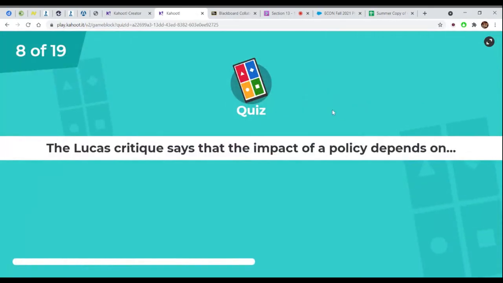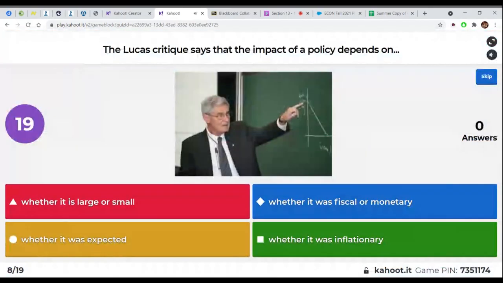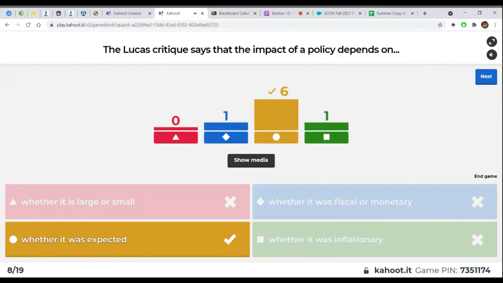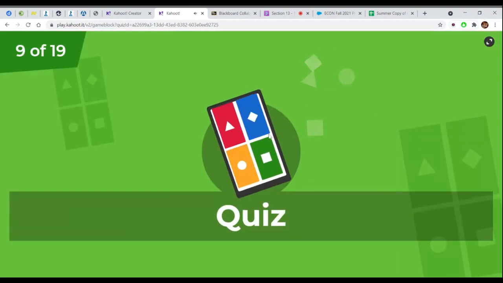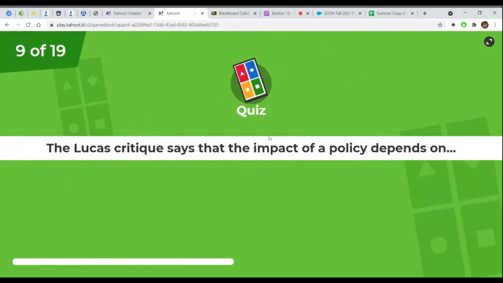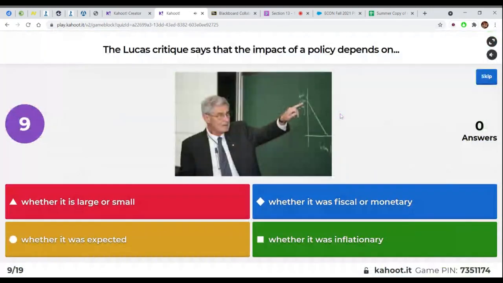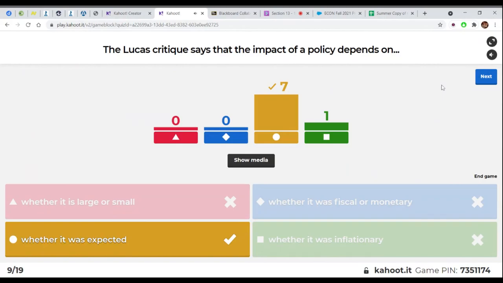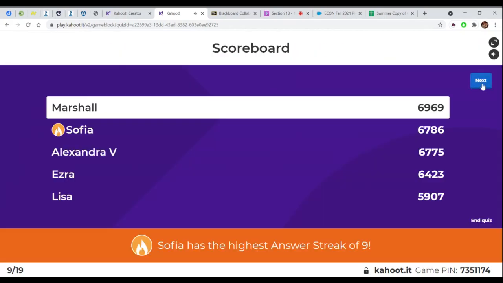Question 8. The Lucas critique says that the impact of a policy depends on its size, its nature, whether it was expected, or whether it was inflationary. All right, guess you didn't expect that. Guess what the next question is? The Lucas critique says that the impact of a policy depends on its size, its nature, whether it was expected, or whether it was inflationary. You should have grown to expect that by that point.